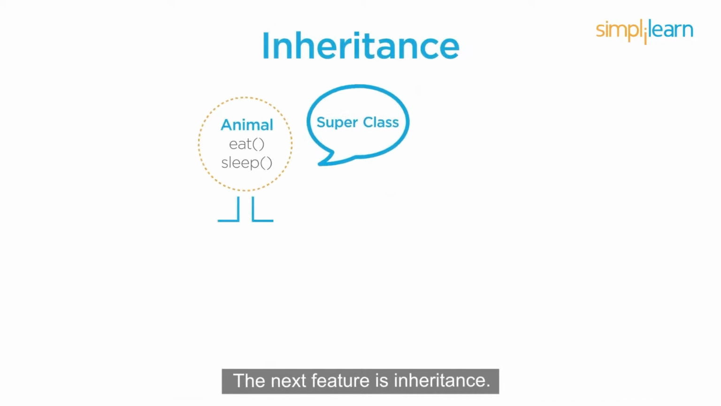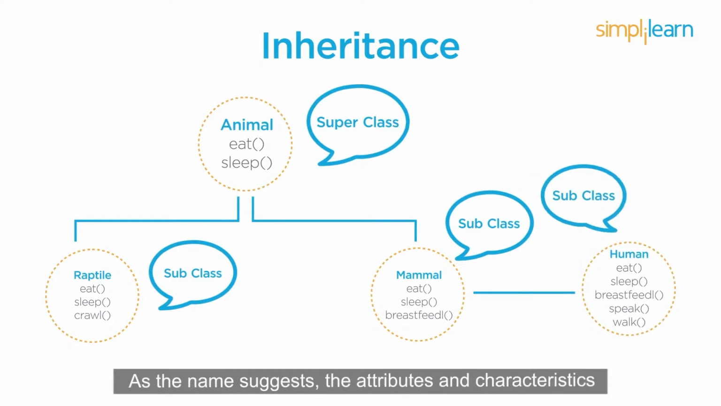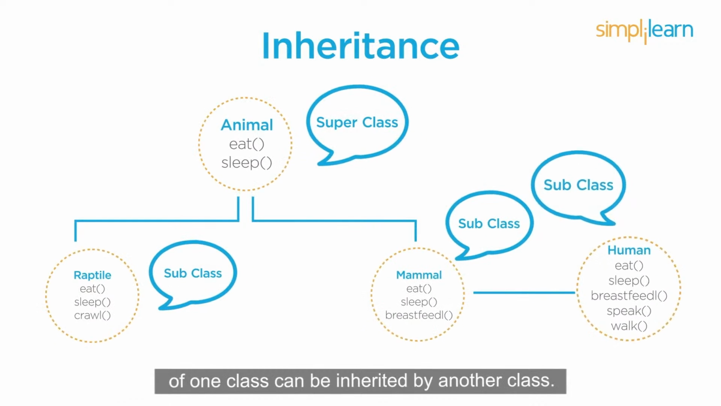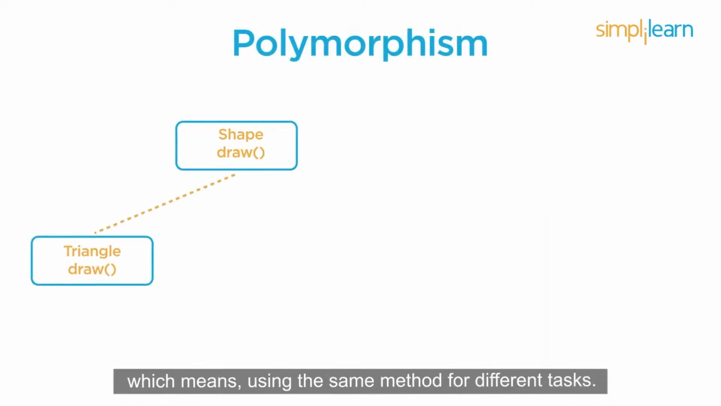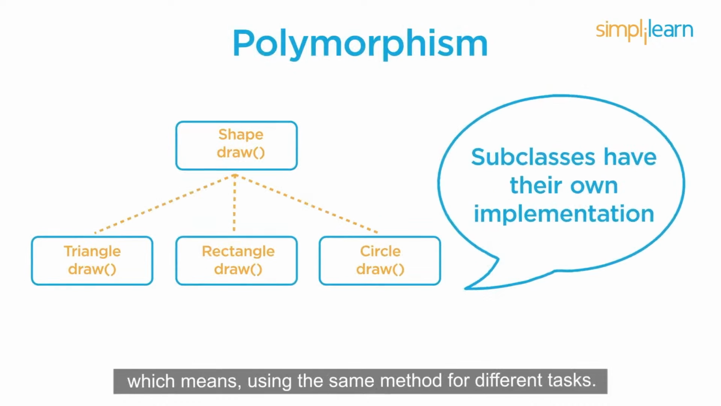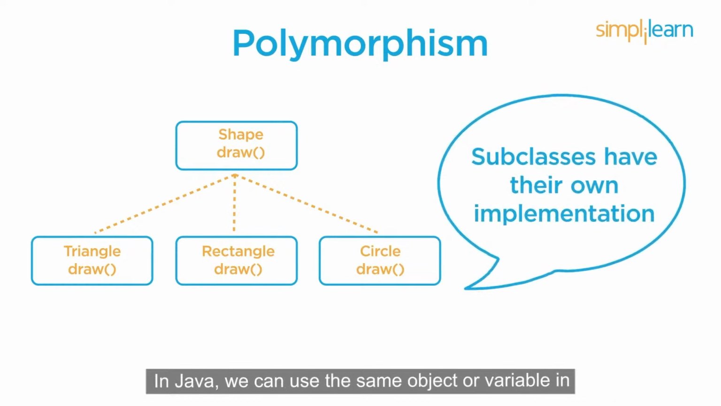The next feature is inheritance. As the name suggests, the attributes and characteristics of one class can be inherited by another class. Because of this, coders take less time to create the code. Lastly, we have polymorphism, which means using the same method for different tasks. In Java, we can use the same object or variable in 2 different places where their tasks will differ.